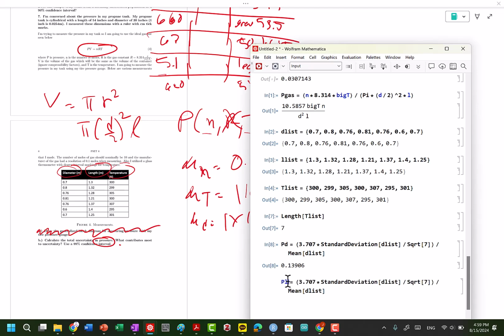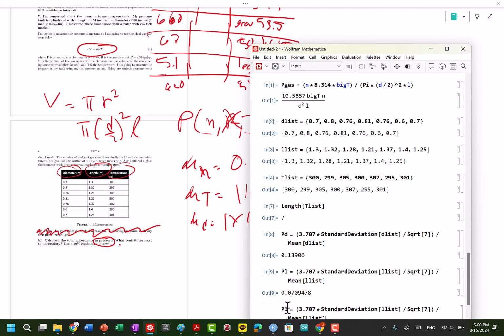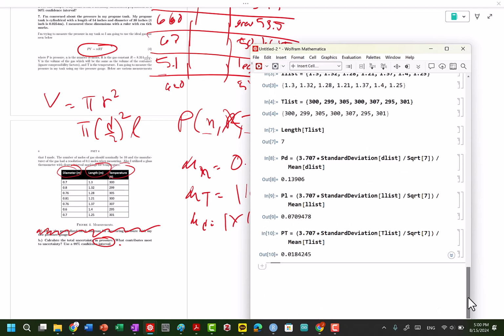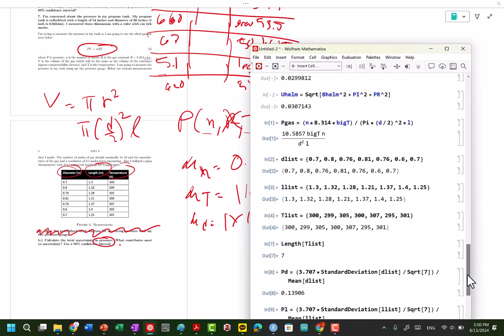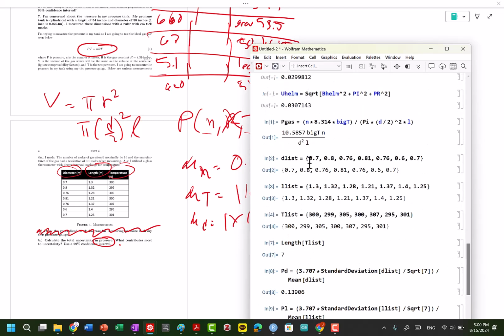So PD, PL. For PL we're going to do L list, L list here. And then finally, we're going to do PT, T list, T list. And there we go. So those are our uncertainties.